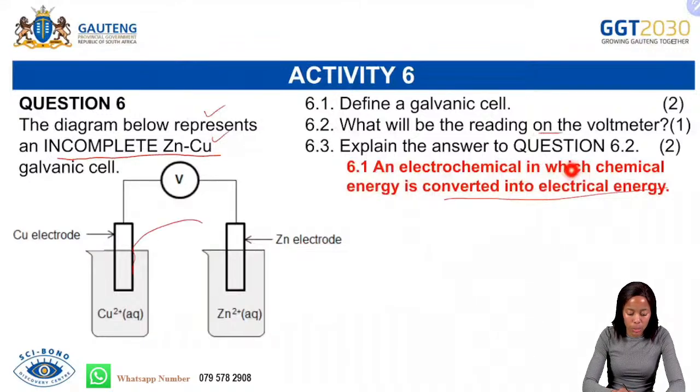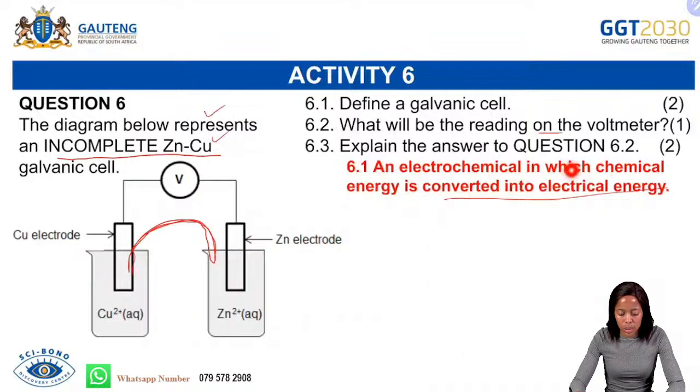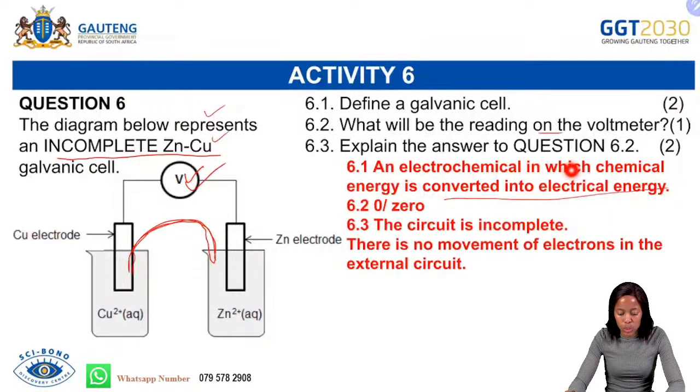So we can see that we don't have the salt bridge there. So if we don't have the salt bridge, it therefore means that the cell is incomplete. So if the cell is incomplete, the reading on the voltmeter will therefore be 0, because we will not be having the movement of electrons there. And then explain the answer to question 6.2.